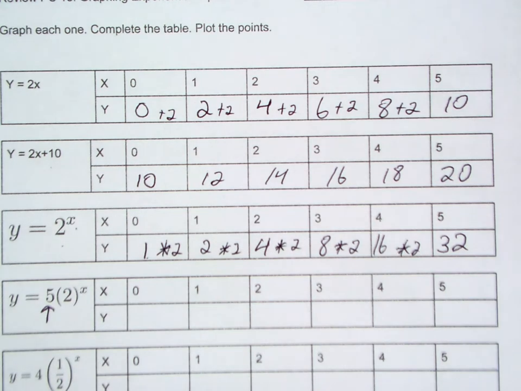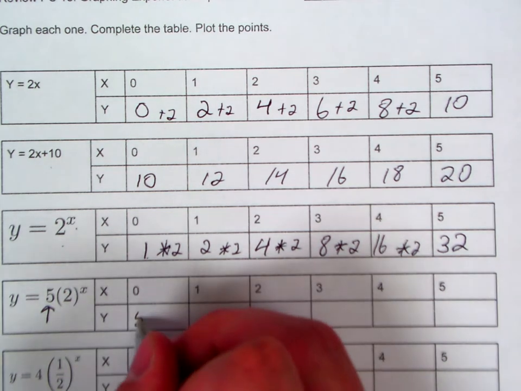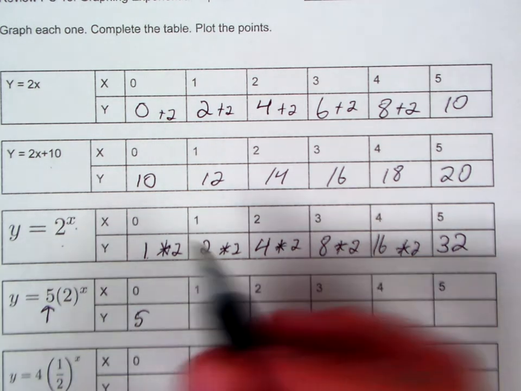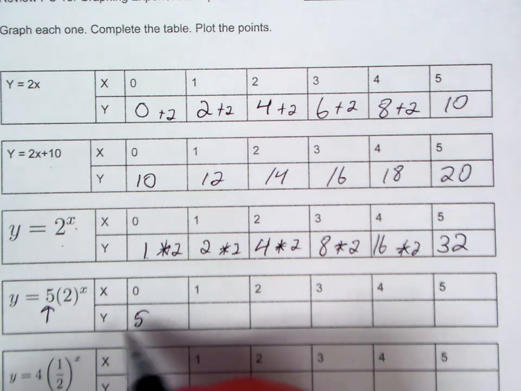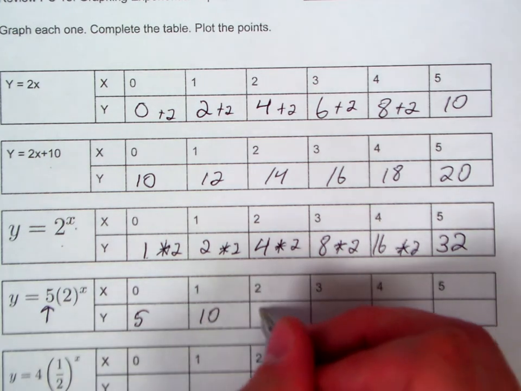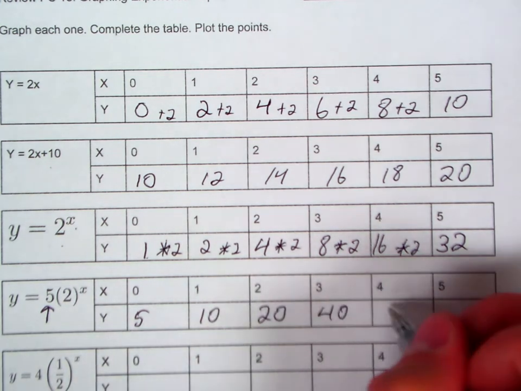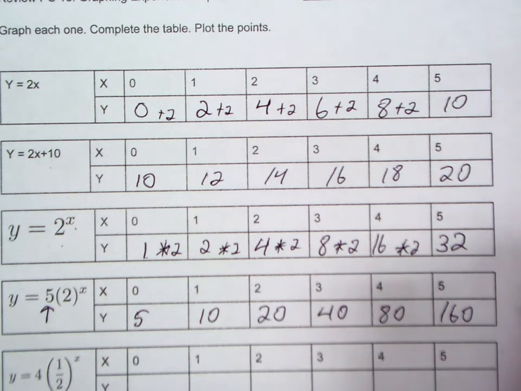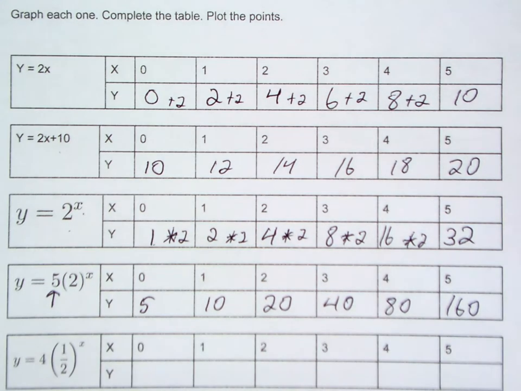5 here represents our starting value. And our growth factor is still 2, so we are doubling this. 5 times 2 is 10, times 2 is 20, 40, 80, 160. We can see that exponential growth can be very, very quick.